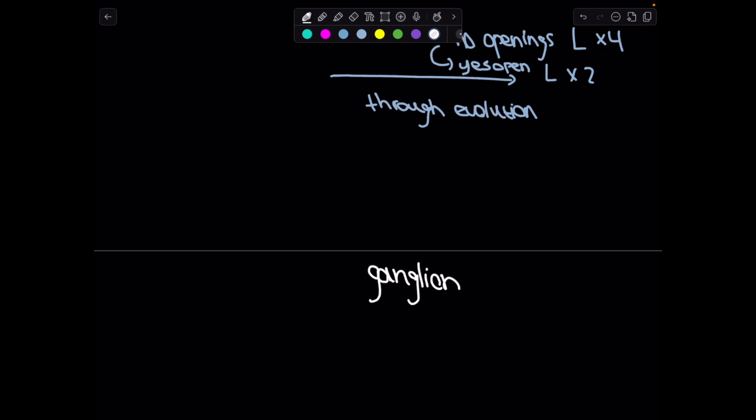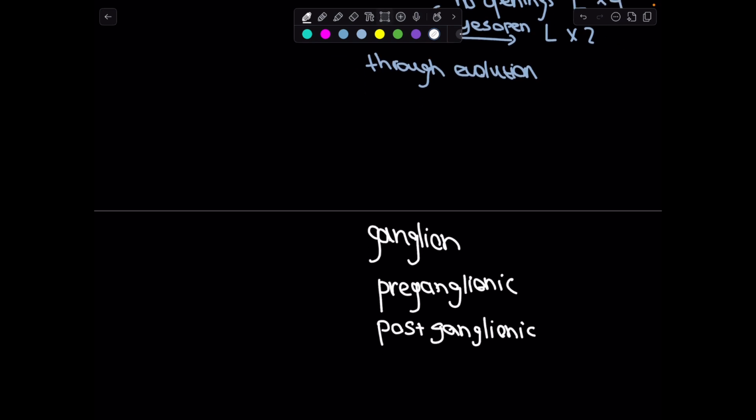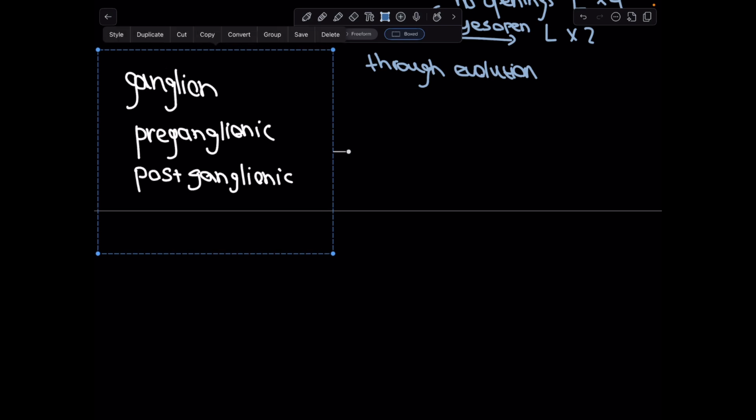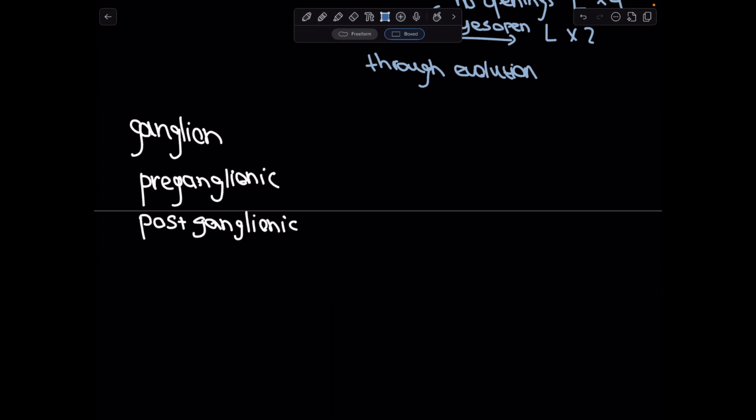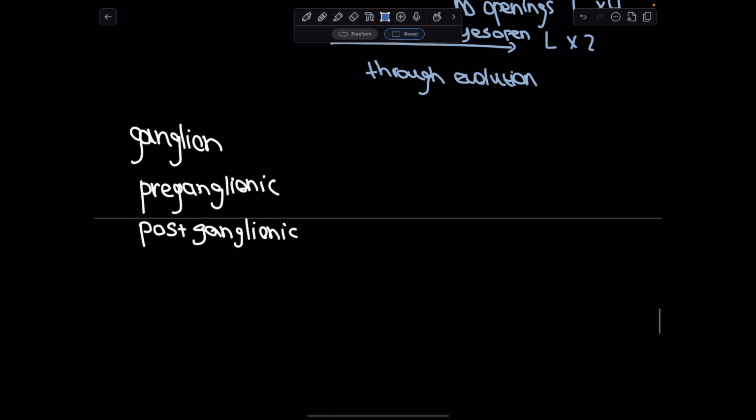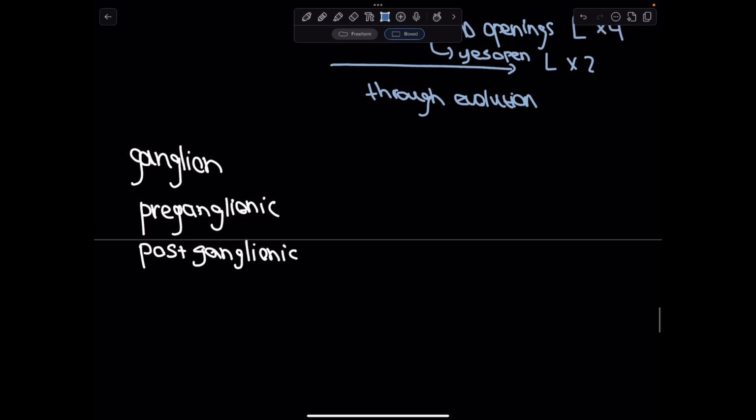Preganglionic neurons start in the central nervous system, spinal cord, or brain, and carry signals to a ganglion. Their axons are long and release acetylcholine. Postganglionic neurons begin in the ganglion, sending shorter axons to target organs, releasing neurotransmitters like noradrenaline, sympathetic, or acetylcholine, parasympathetic. A ganglion is a cluster of nerve cell bodies outside the central nervous system, acting as a relay point between preganglionic neurons and postganglionic neurons. Want to move to the nerves in the posterior mediastinum?